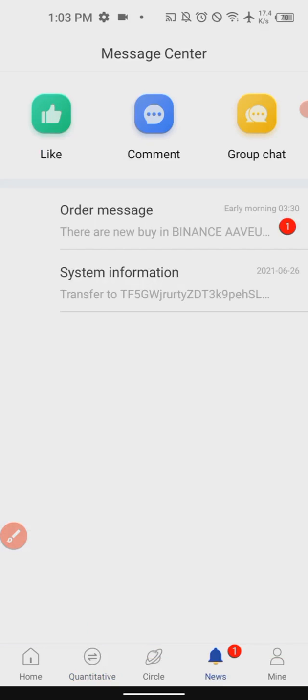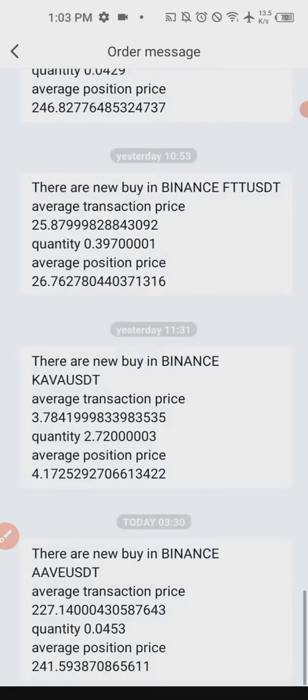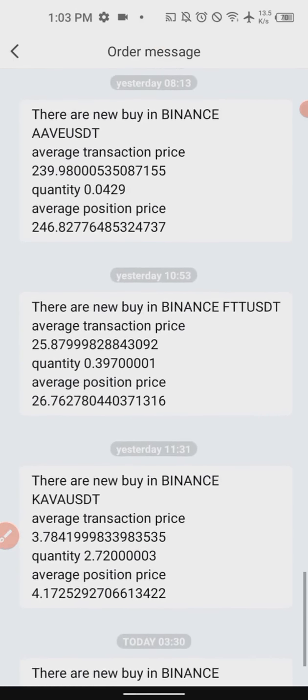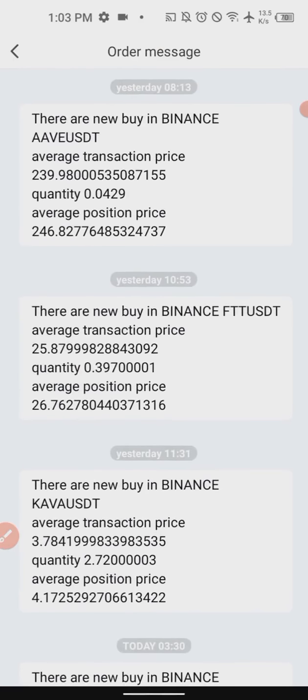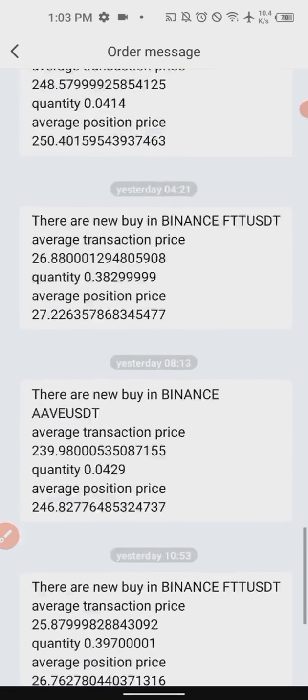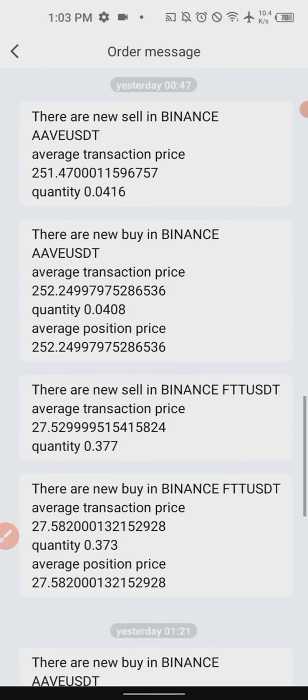Let us come to this notification. This is an order message. Every order that is made by the bot, this is where I get the notification. So you can see there's a new buy, meaning the price of these coins are falling. You can see there's a new buy, new buy, new buy. It's been buying because the market has been growing deeper, deeper, deeper, just like you saw in the example of the dollar cost average. At various intervals that the market dips, I get to buy. And this is what I will explain next.